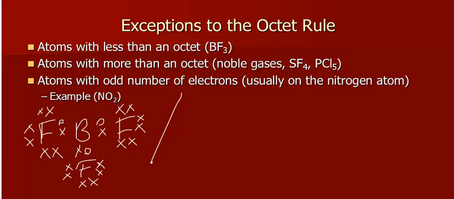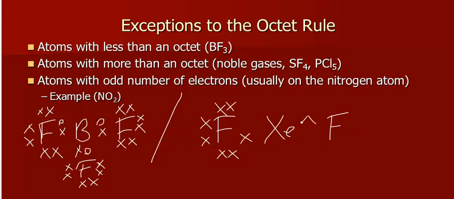Sometimes you can have more than an octet. Noble gases like xenon will form more than an octet, and the reason is because noble gases already have 8 valence electrons. So let me draw you the structure for XeF2 here. Xenon has 8. One's got to go to each fluorine to give fluorine 8. But then I've got 6 more left over that are just lone pairs around the xenon. So around the xenon there's actually 10 valence electrons. That's okay because the central atom can have more than an octet.